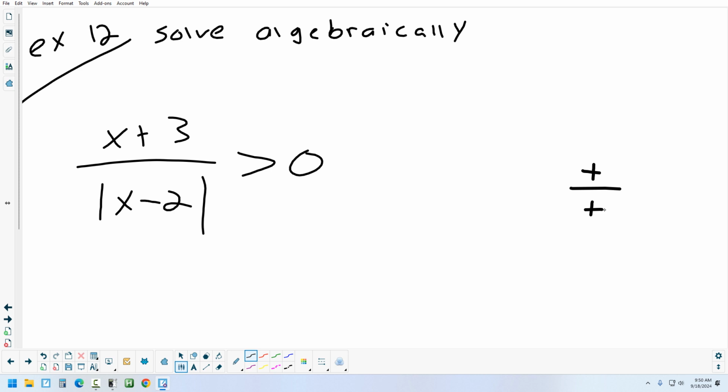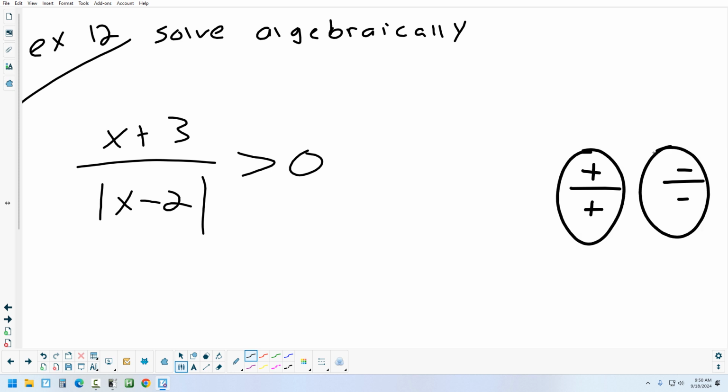Yeah? That's the other case. You could have a negative divided by a negative, and that will also be greater than 0. Out of this case and this case, only one of those two cases is even possible in this problem. Is case 1 possible, or is case 2? Which one of those is even possible here? Yep, case 1. Why not case 2?